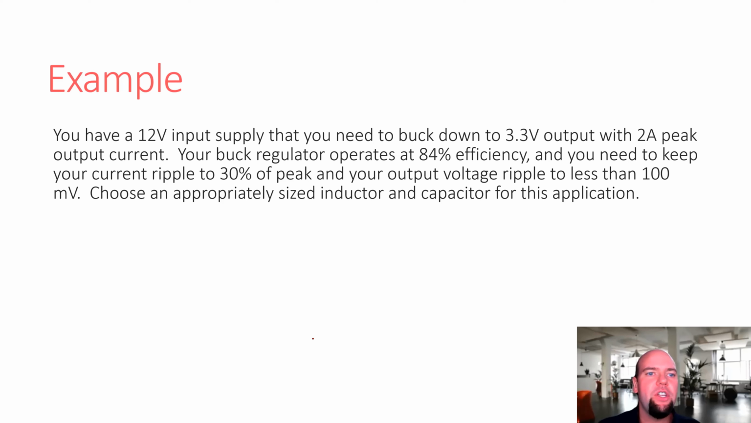So we have an example here. You have a 12-volt input supply that you need to buck down to 3.3 volts output with 2 amps peak output current. Your buck regulator operates at 84% efficiency. That might not matter for us. You need to keep your current ripple to 30% of peak and your output voltage ripple to less than 100 millivolts. Choose an appropriately sized inductor and capacitor for this application.